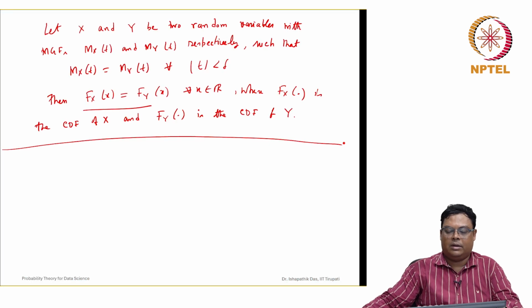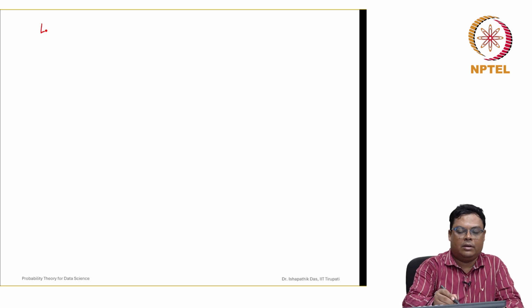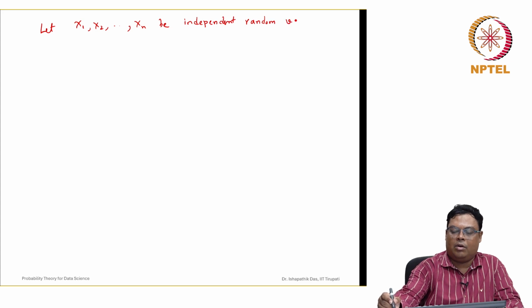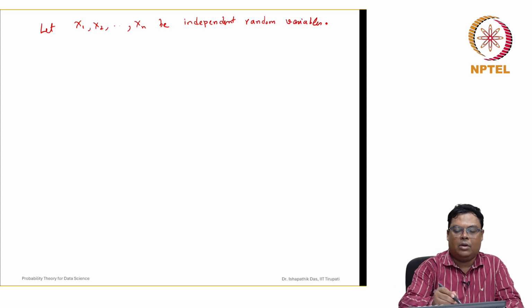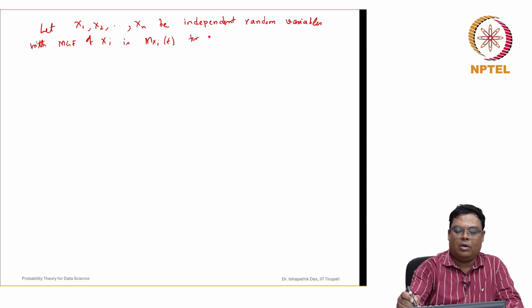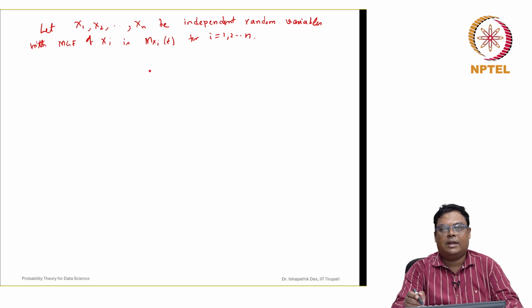So let x1, x2, ..., xn be independent random variables with moment generating function of xi being M_xi(t) for i equal to 1 to n. It is a general case. In a particular case we can discuss where some of the M_xi(t) values are specified.